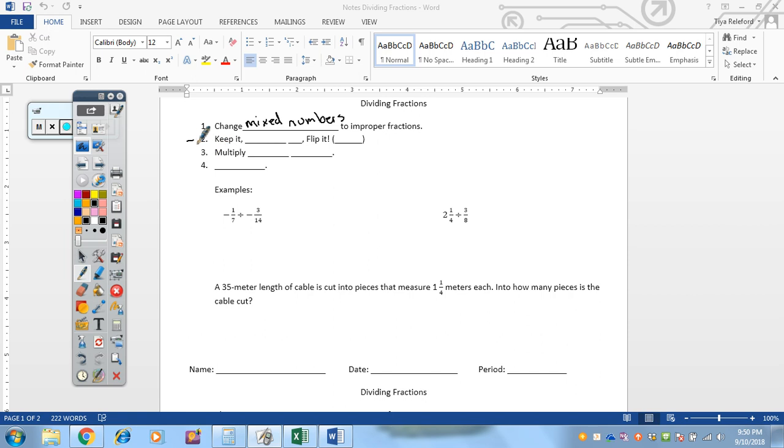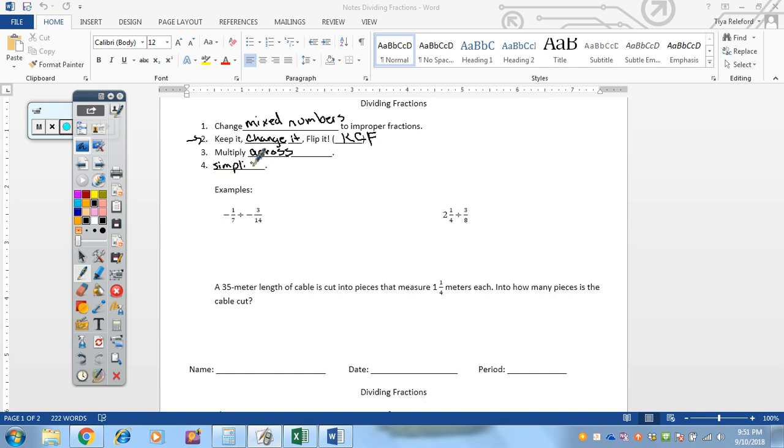This is the difference right here. Number two, we're going to keep it, change it, flip it. K, C, F. And then we're going to multiply across and simplify.